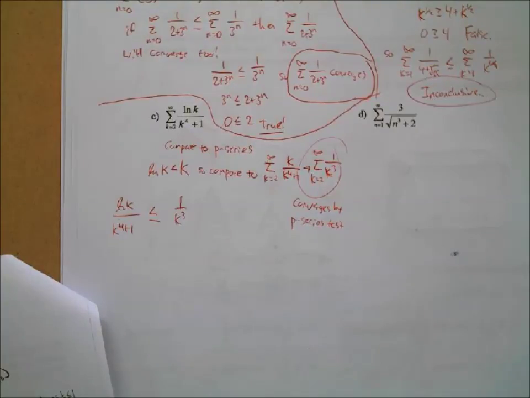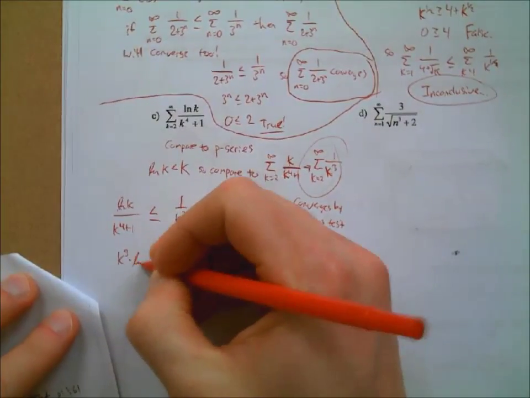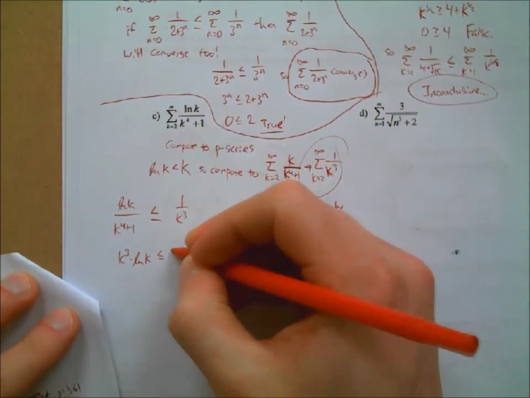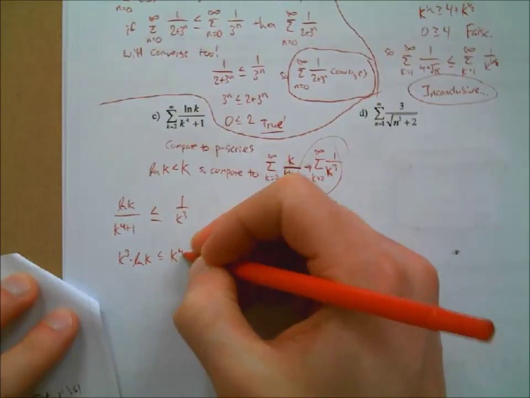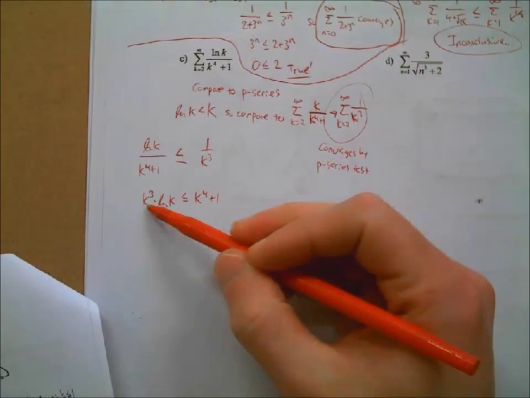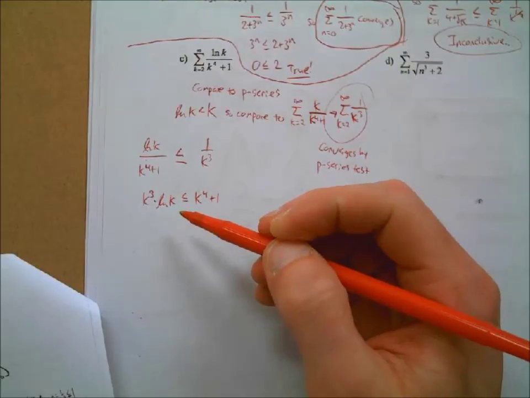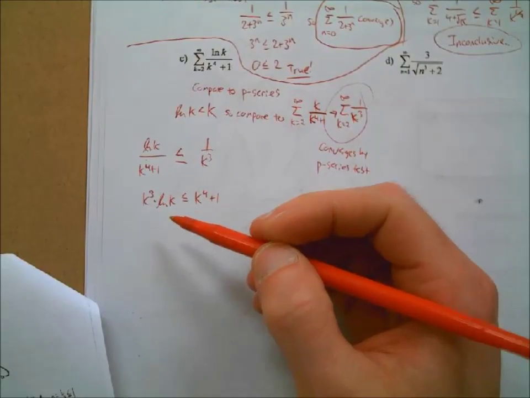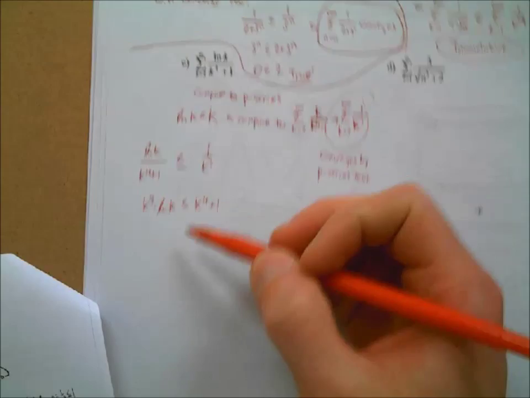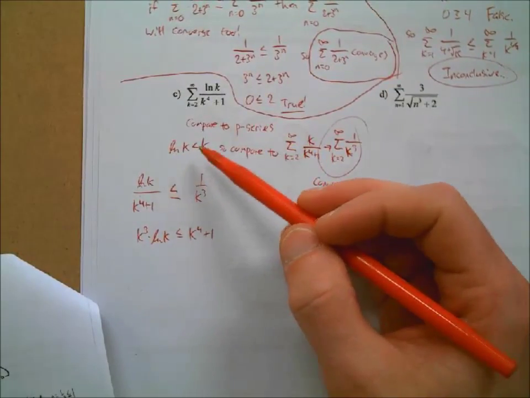So again, I'm going to cross multiply here. We'll have k cubed times the natural log of k, and that'll be less than or equal to k to the 4th plus 1. Now, multiplying k cubed and the natural log of k is a little bit weird. What's that going to equal? And how can we compare that to k to the 4th plus 1? But remember, we established up here that the natural log of k is always going to be less than k.